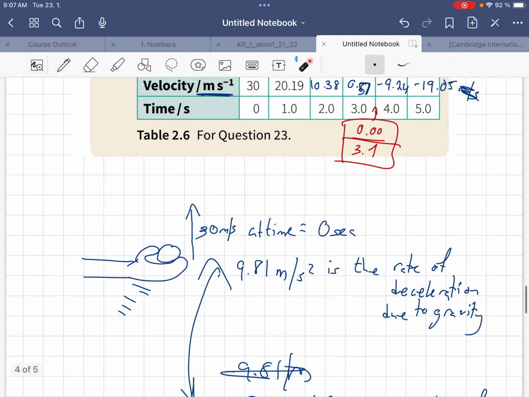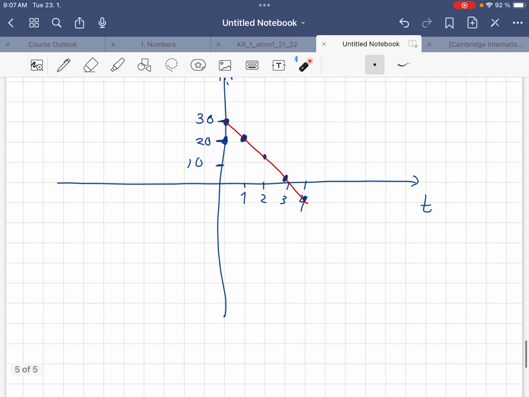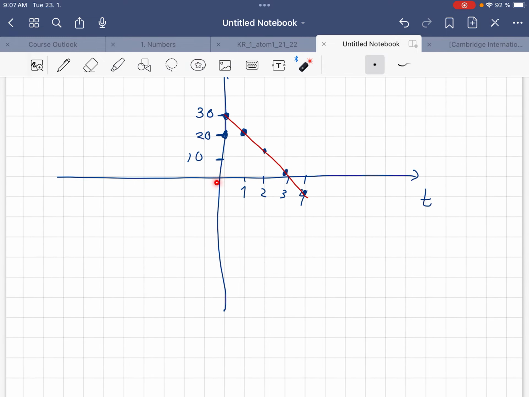What was the time? And that's why we have this graph, because it shows us the time. The time when the object is at 0 meters per second is on the x-axis. Here it's 10, here it's 20, it's 30, and here it's 0. So as you can see, at the time of 3.1, we have a speed of 0. That is the time when the object was at the highest point.